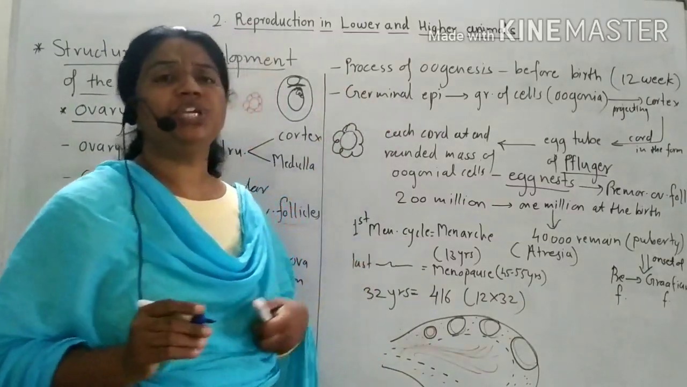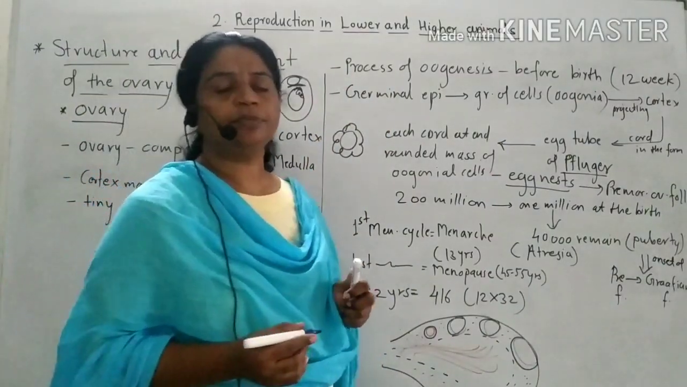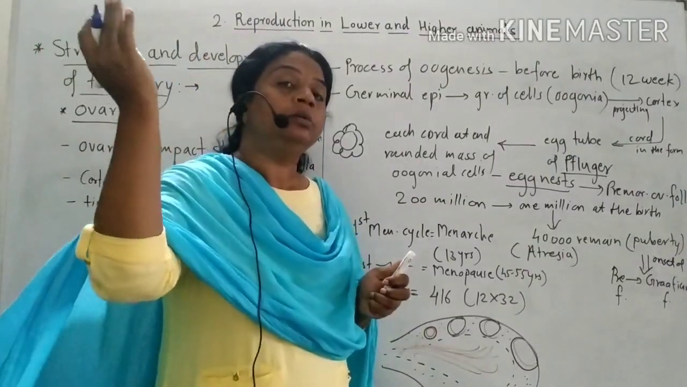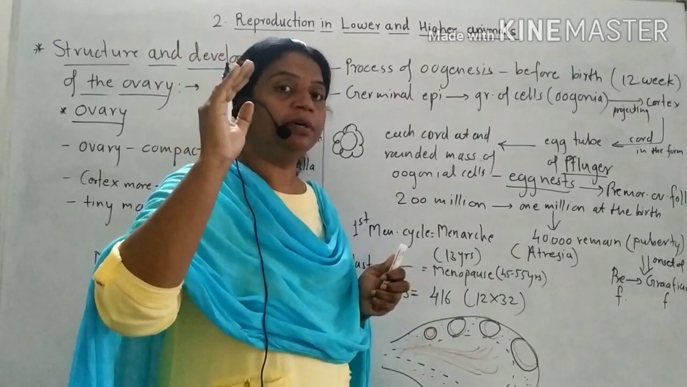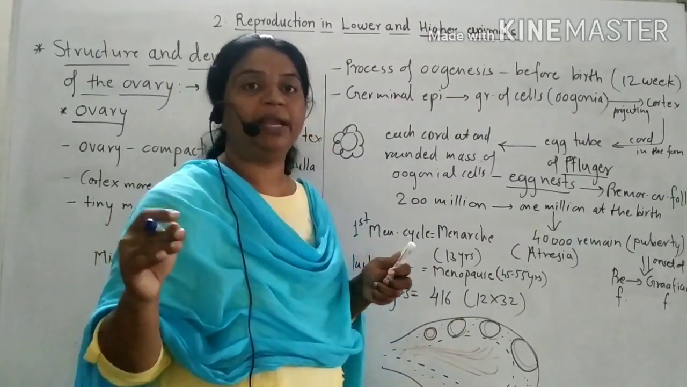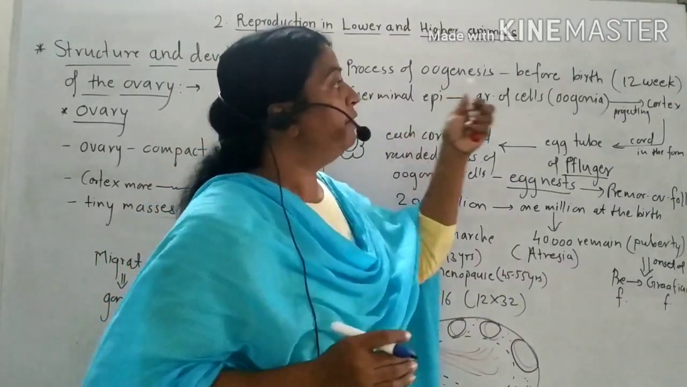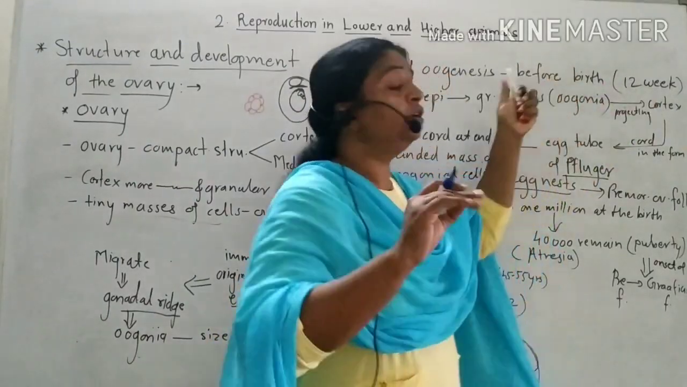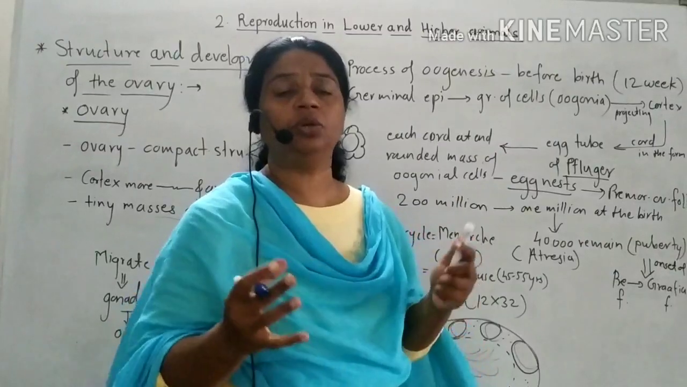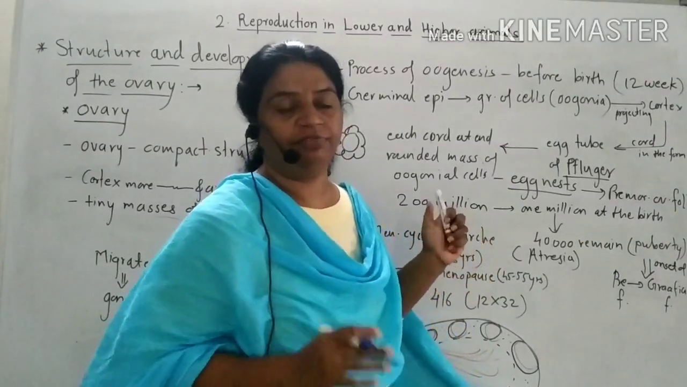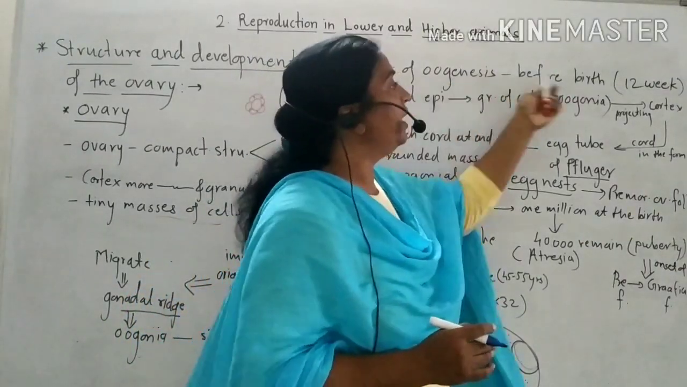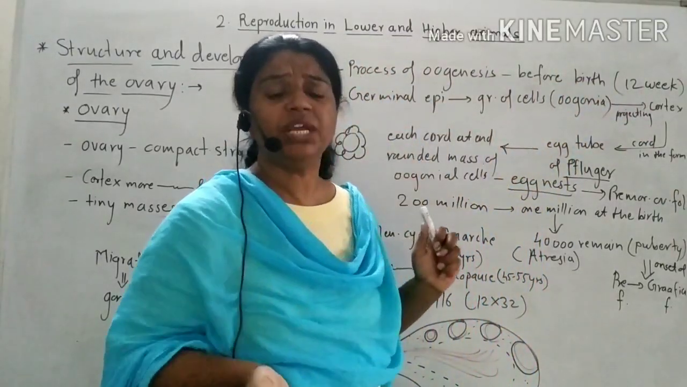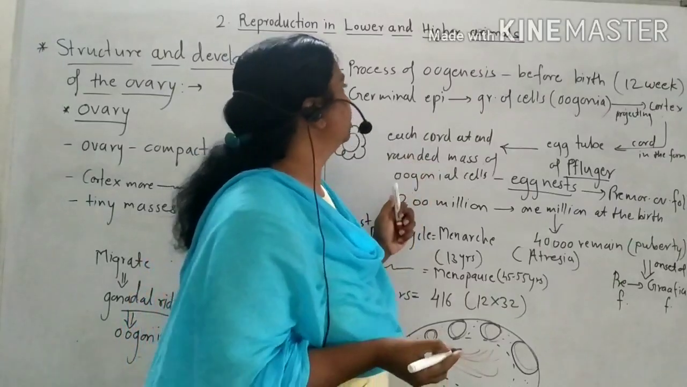The process of oogenesis, how does it take place and when does it take place? Oogenesis starts before the birth, during embryonic development in the mother's uterus. When a 12-week fetus is formed, a fully matured ovary is formed in the female baby. The ovary is formed by the end of the 12th week. It means oogenesis started before the birth.